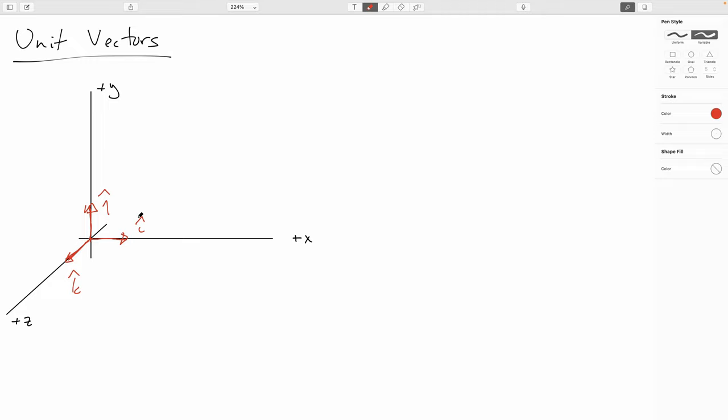And you'll notice that although these are vectors, I didn't write the little half arrow vector sign. Instead, I wrote a circumflex, which usually you just read as hat, because it looks kind of like a little hat. And this is a special notation for unit vectors. So these are vectors of length 1 with no physical dimension.